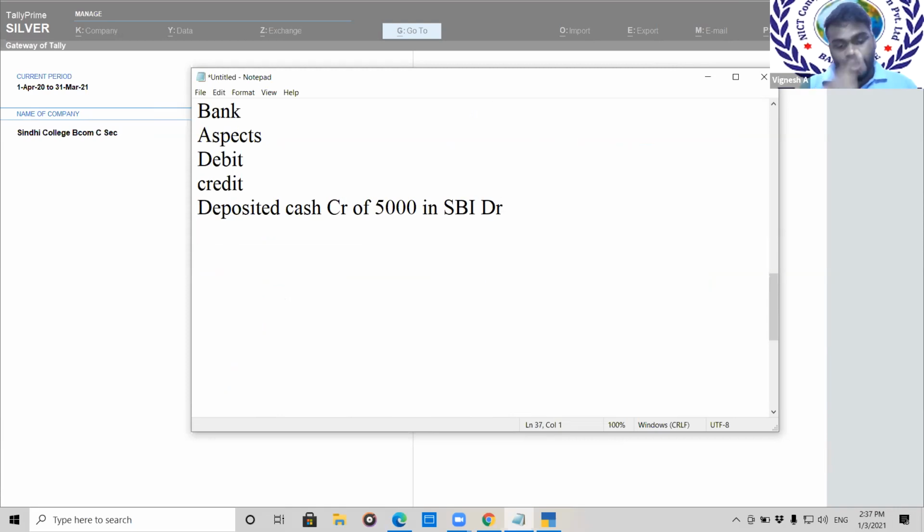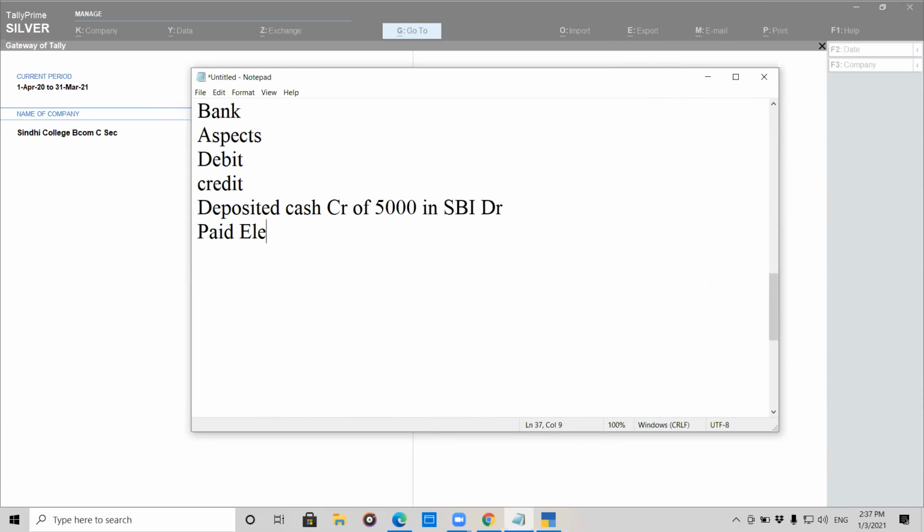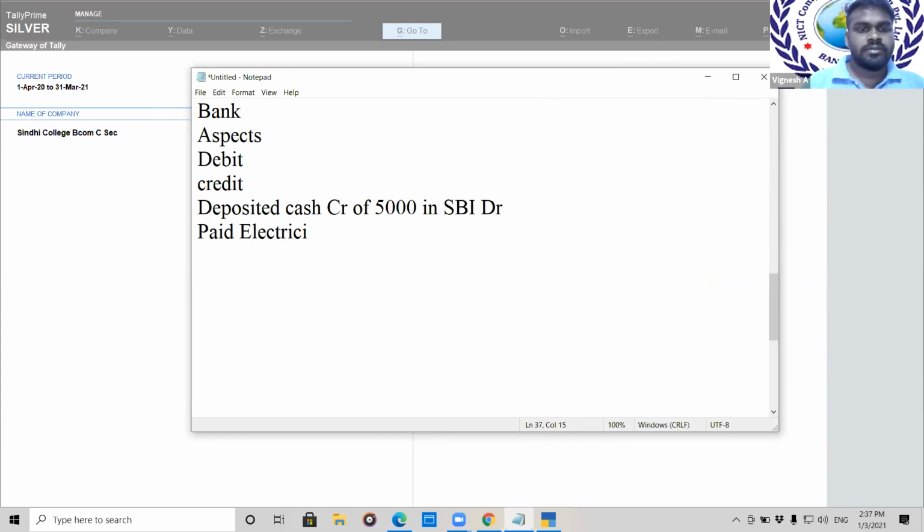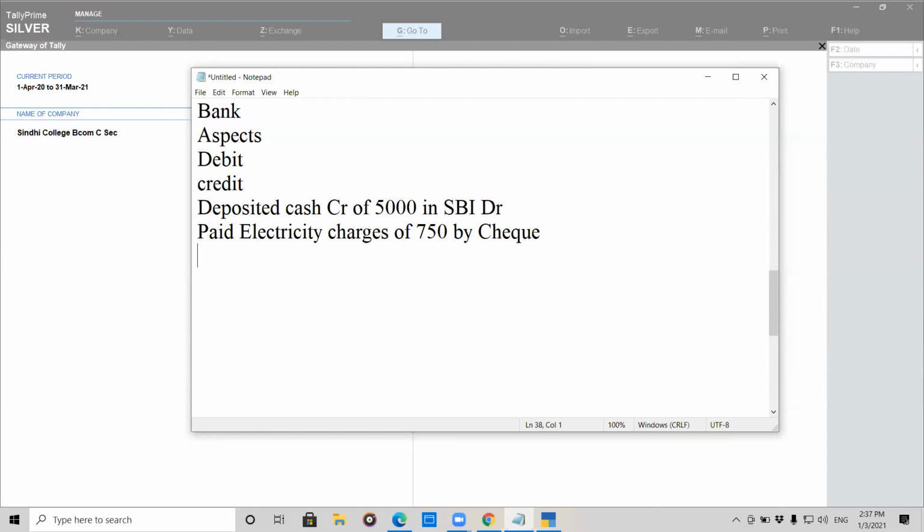Lastly, I'll give an example for a nominal account. Paid electricity charges of 750 by check. What is the journal entry here? Sir, bank account debit to electricity.